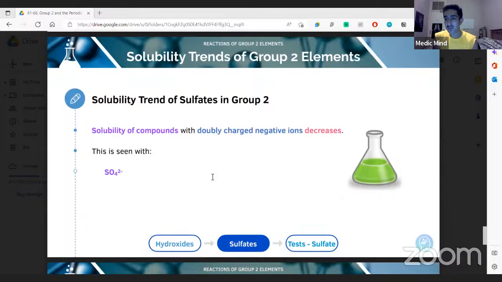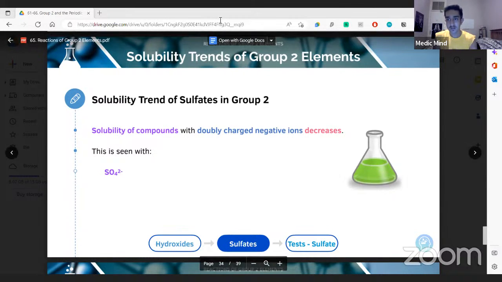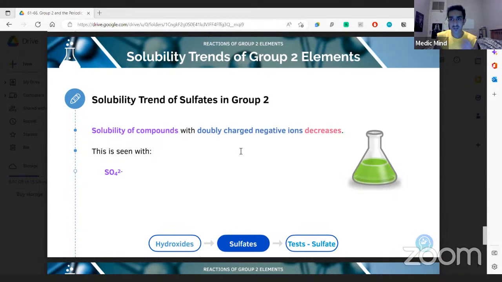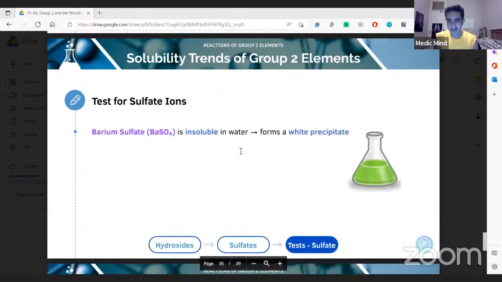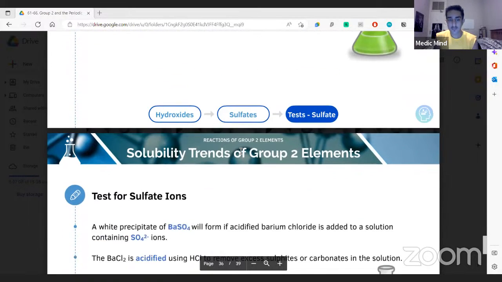However, metal sulfates, when they're trying to be solubilized, that solubility decreases. I'm not too certain why. You just need to remember that with singly charged negative ions, the solubility increases. With doubly charged negative ions, the solubility decreases. I think it's quite complex chemistry, the reason behind it. So barium sulfate is insoluble in water and it forms a white precipitate.